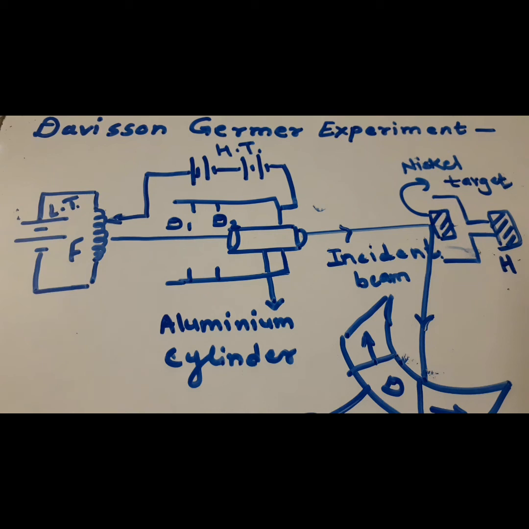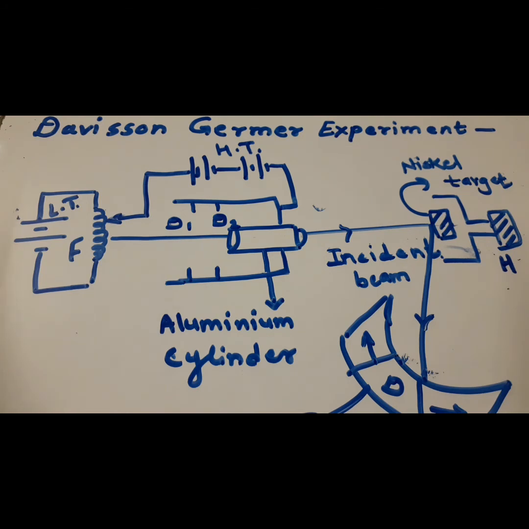Good morning. Today we will see the Davisson-Germer experiment. The wave nature of electron was experimentally verified by Davisson and Germer in 1927. They studied the diffraction of electrons which are diffracted from crystals whose atoms are separated approximately.